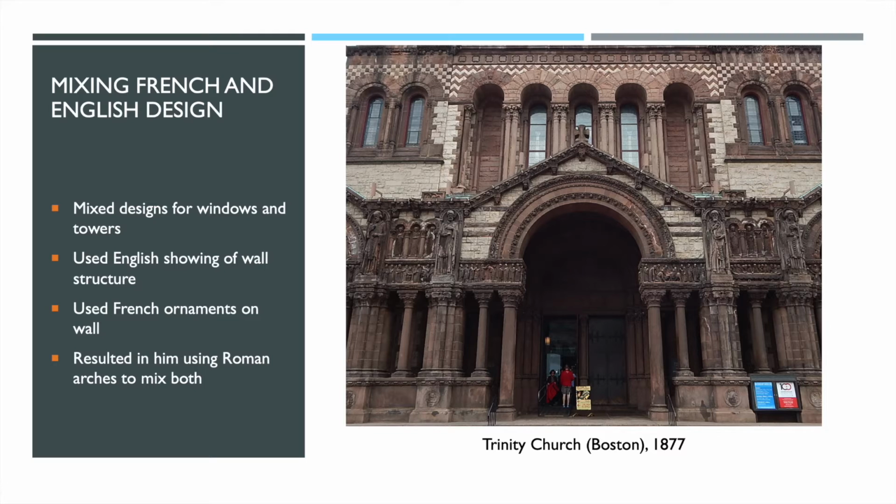This led him to a design of Roman arches that were decorated, but also fed directly into the support pillars to give the idea that the arches were important to the structural integrity of the building. This new style he developed can be seen here on the front of Trinity Church in Boston, which is his main major work after his return to the United States.